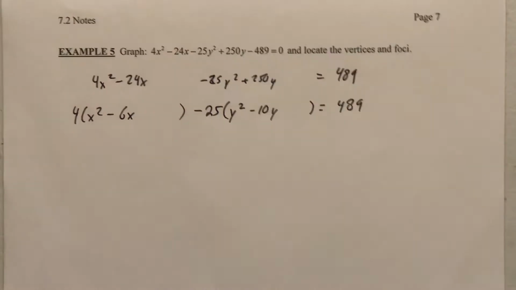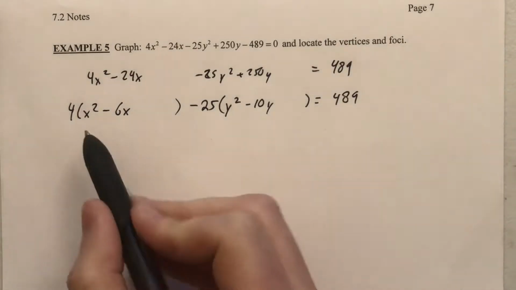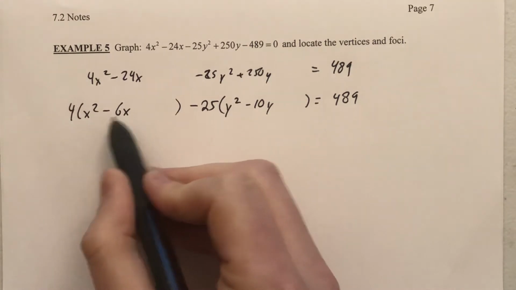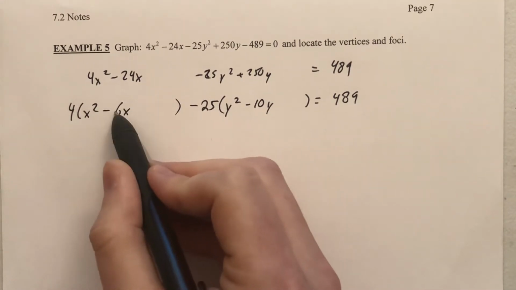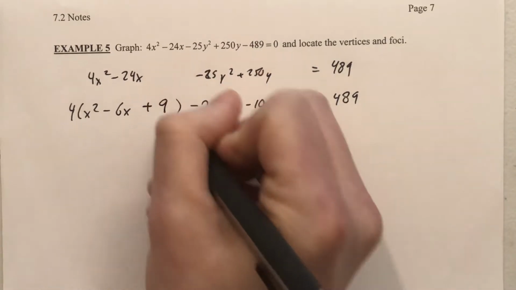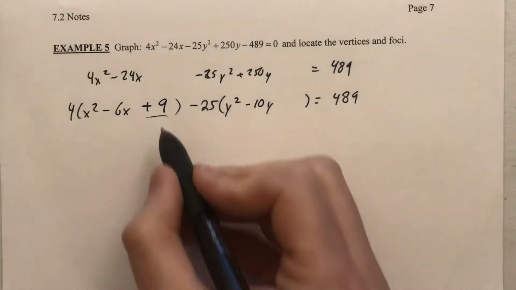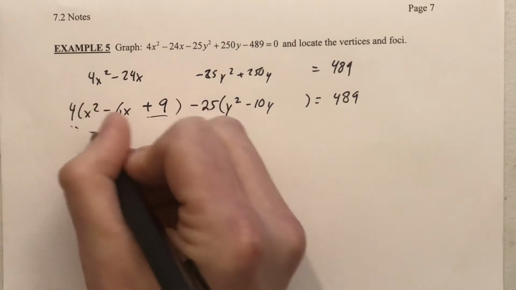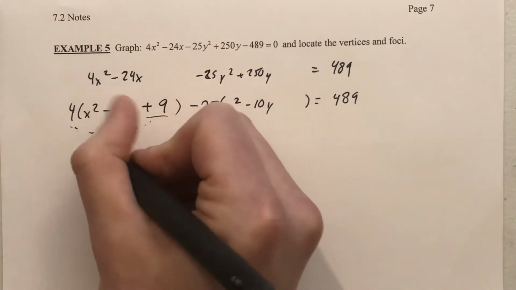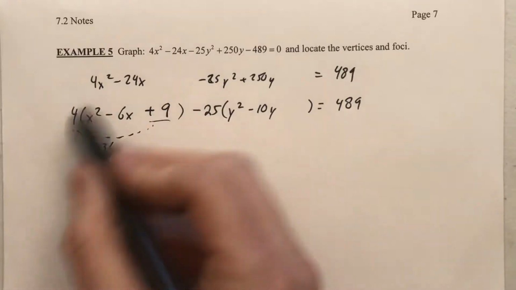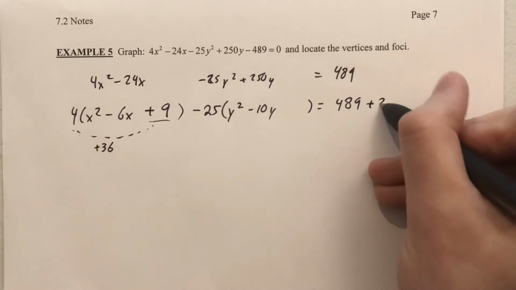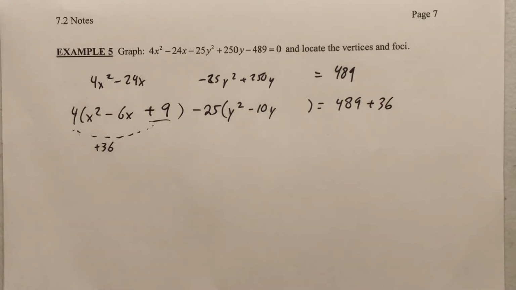And that'll equal 489. Now, the first one works just like we saw back with the ellipse. The complete the square process of negative 6. So half of negative 6 is negative 3, squared is plus 9. And as soon as we put that plus 9 there, we realize that what we've actually done is we've taken that 9 times the 4, so we've actually added 36 to this left side. And because of adding the 36, we want to come over here and add 36 as well.